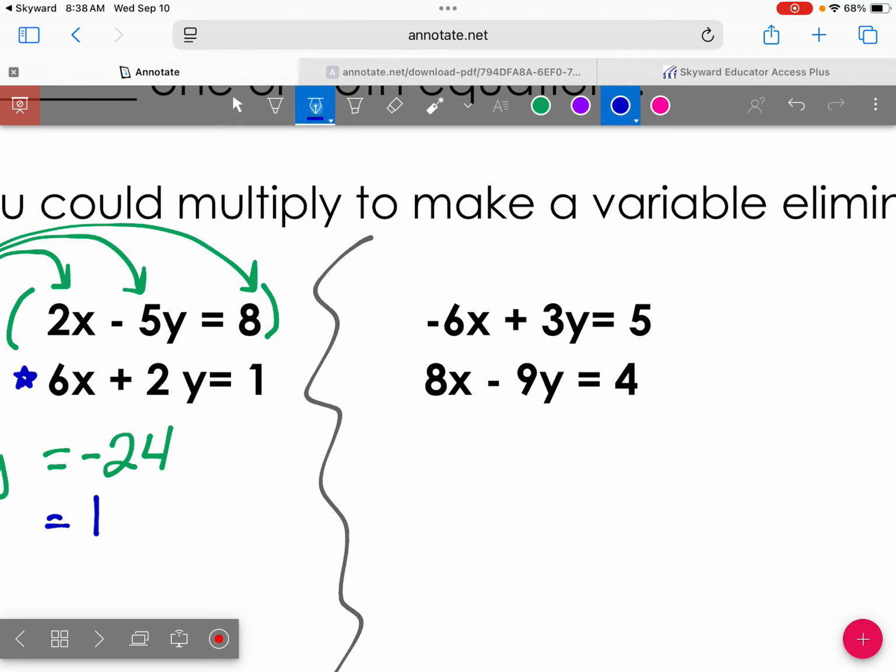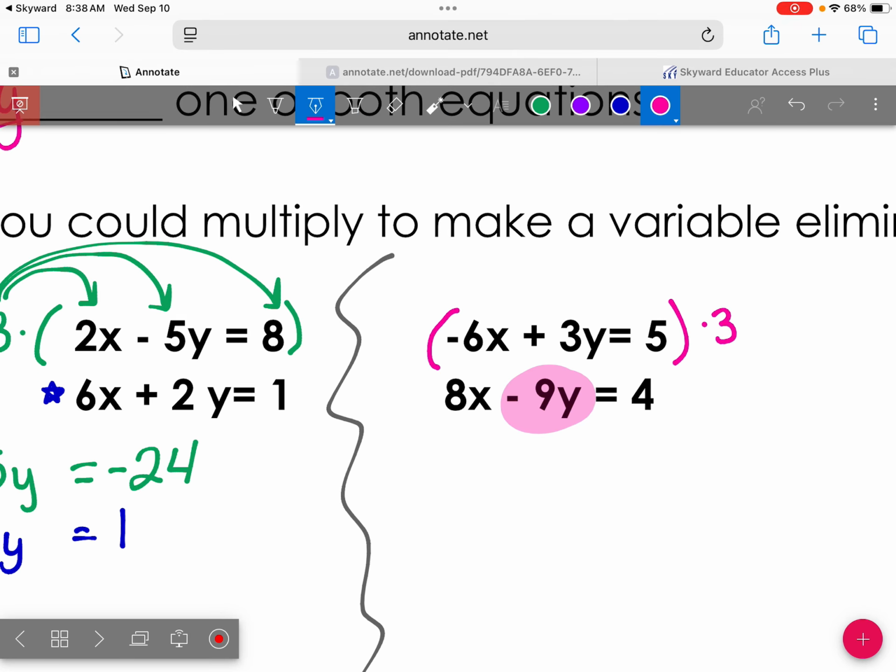So I'm going to take this top equation, and I'm going to multiply it. I would like to be able to get to 9y. So what do I need to multiply this top equation by? By 3. It's not always going to be 3, but just both of these happen to be 3's.